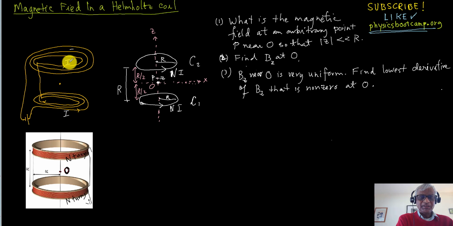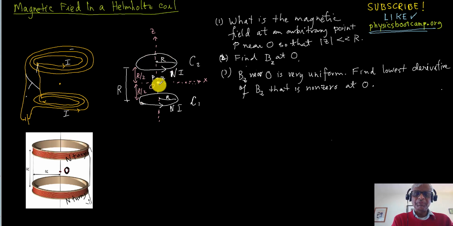If the current is running in the same direction, you call it a Helmholtz coil, and if the current is running in the opposite direction, you might ask, how do I do the opposite direction? Instead of this going here, this will go here and this will go here, then the current will go in the opposite direction. Then it's called an anti-Helmholtz coil. But I'm going to do the Helmholtz coil here.